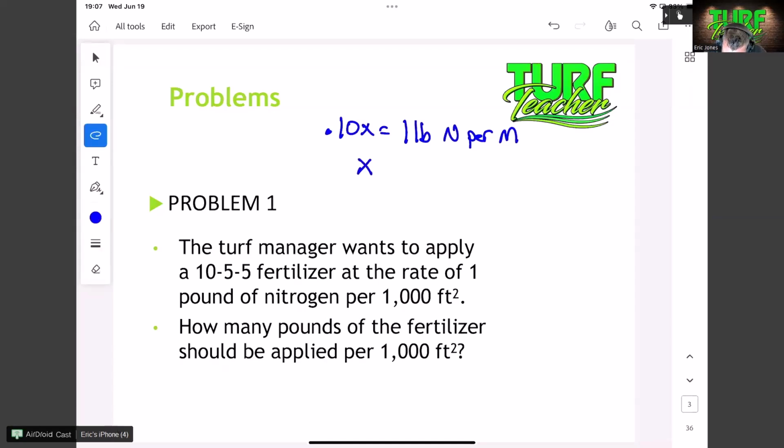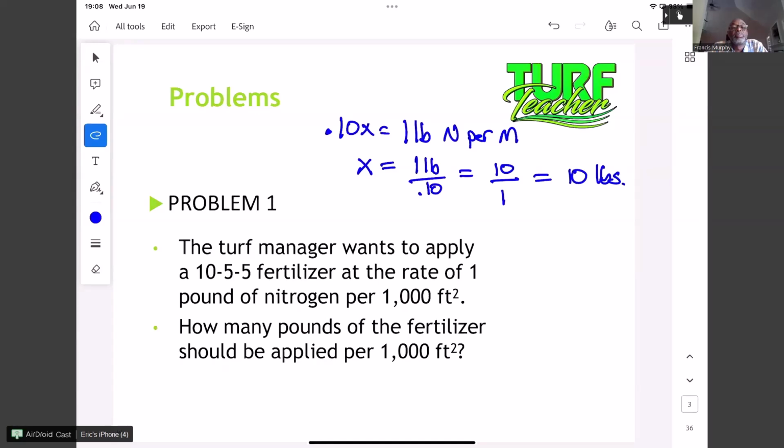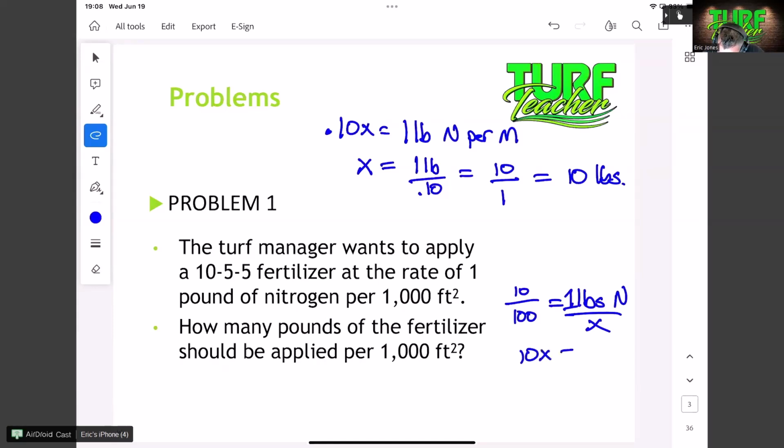We think we are, yeah, so we're solving for X. And so we have 1 pound, 0.10. That's basically going to end up being 10 over 1. So we have 10 pounds. Maybe a little weird working it out that way. I think it's easier if we go ahead and do the 10 over 100. Solving for X, 1 pound of nitrogen over X. We get 10X equals 100. X equals 10. Easy enough to do that.